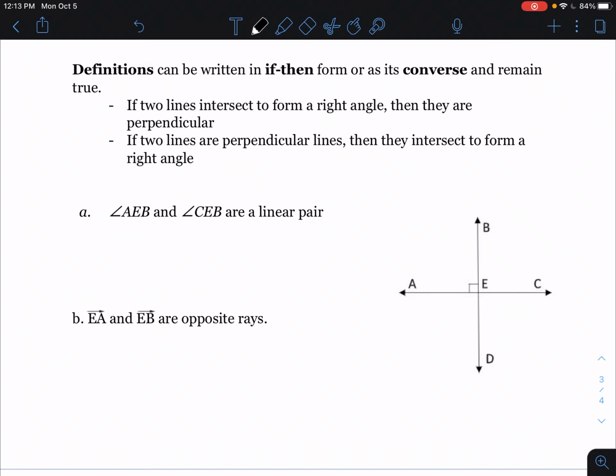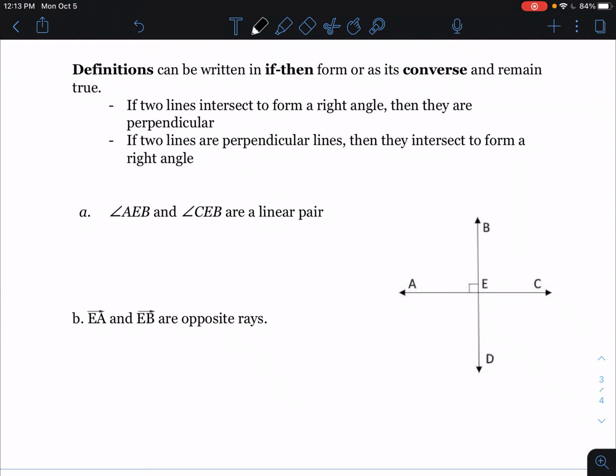All right, so remember when I said that if you had a statement that could work in both ways, that means it's a special statement? Well, yeah, that's a definition. So if you have a definition written in an if-then form, then its converse will still remain true.